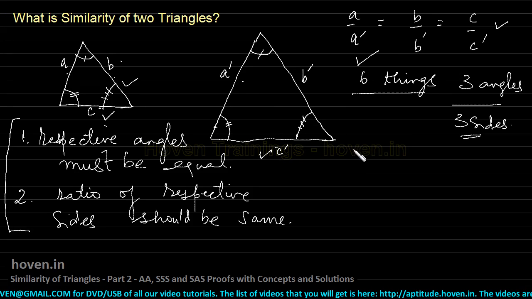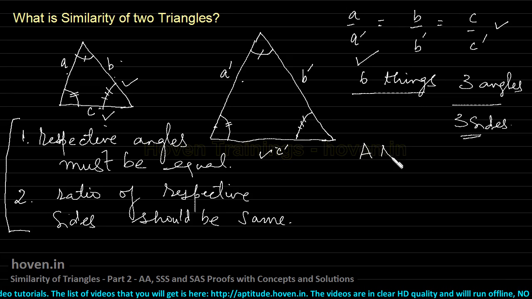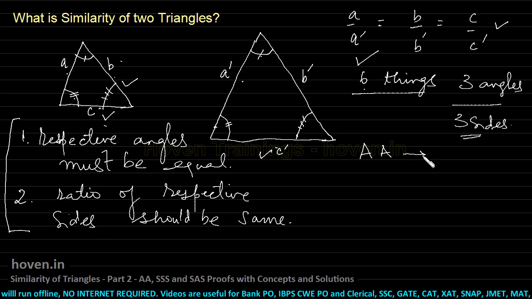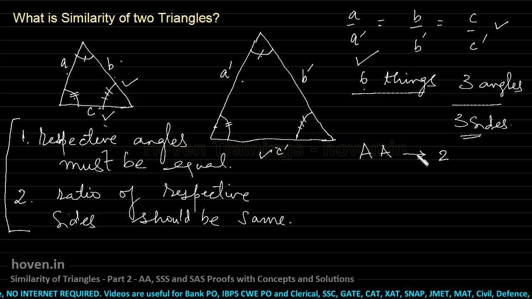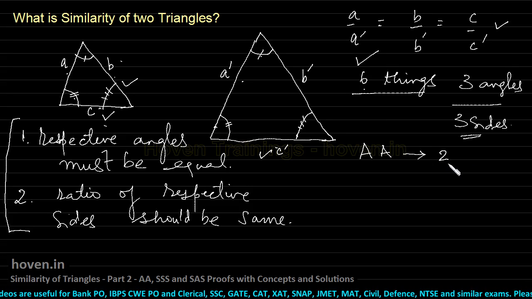But we can prove that these six things are not required. We can choose to prove either two angles as equal. For example, if this angle is equal to this angle and this angle is equal to this angle, then we can prove that the other sides will maintain the same ratio automatically and the third angle will also be automatically equal. So, we do not have to prove six things. It is sufficient to prove two things if we can prove two angles. This is the AA rule of similarity which we are going to prove today.